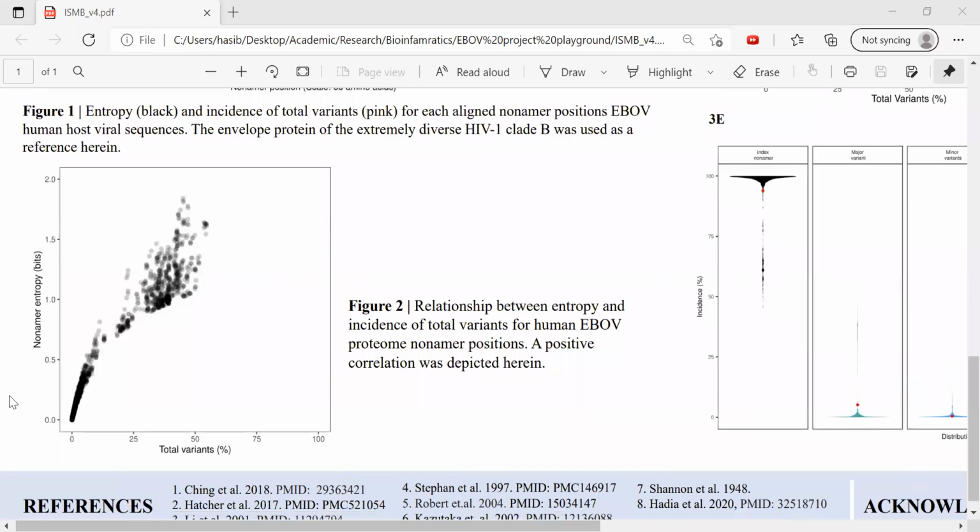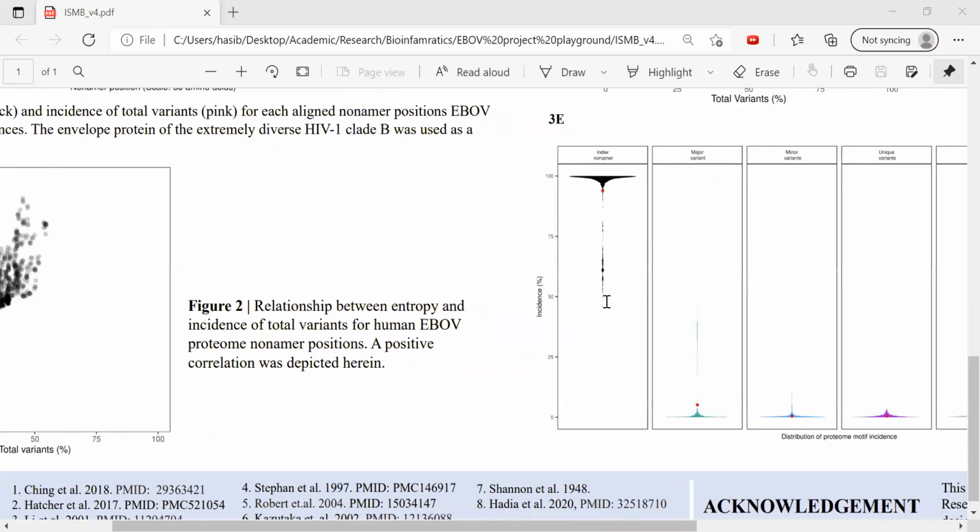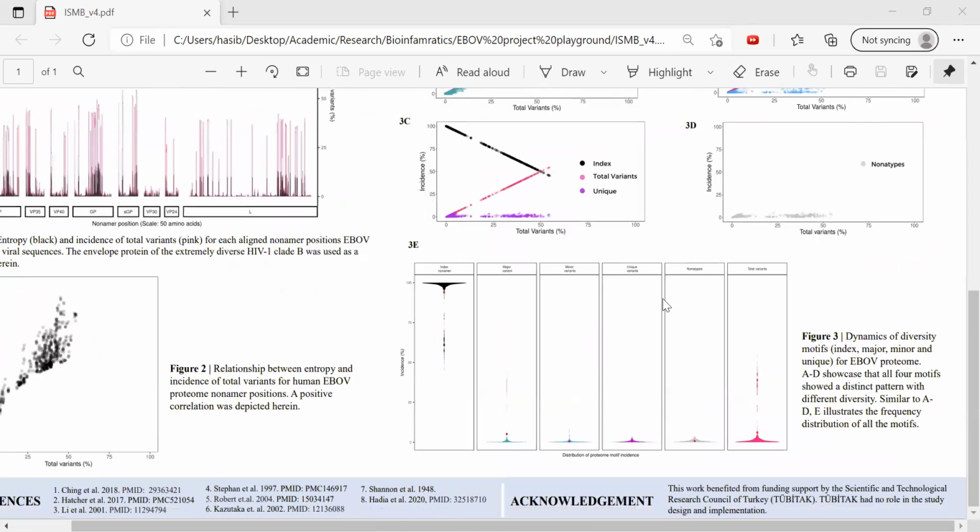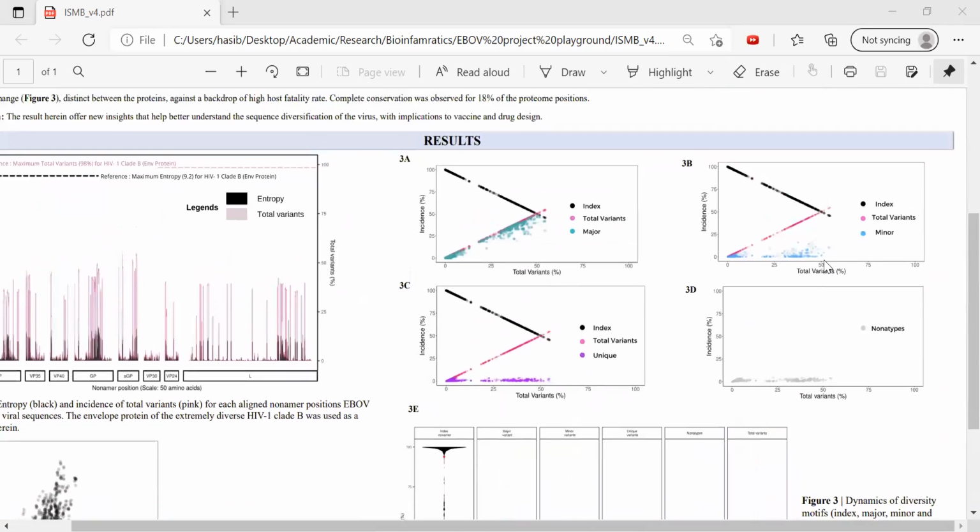Now, Figure 2 illustrates the relationship between the entropy and total variance of ZEBOV monomer positions, with each dot representing a monomer position. A positive correlation is observed, however, with a wider spread in total variance with increasing entropy or diversity, particularly from entropy value of 1 onwards. So an entropy value can have a wide range of total variance. Given this, we then went on to investigate the diversity motifs that comprise the total variance, namely major, minor, and unique variants mentioned earlier.